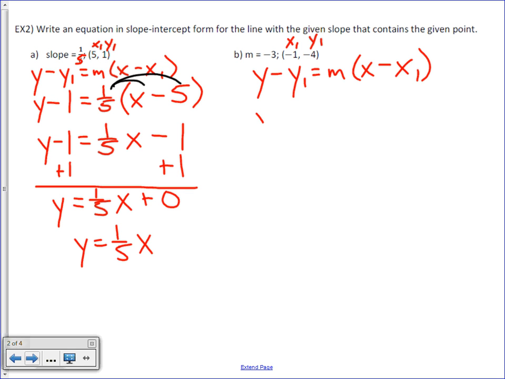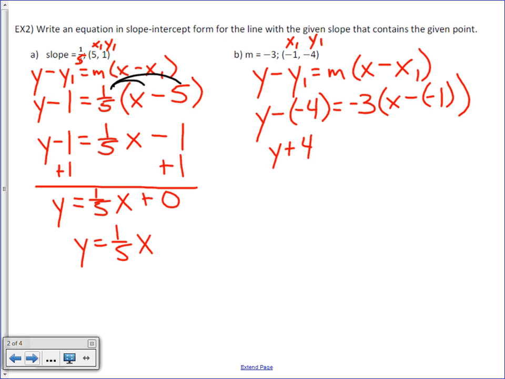I'm going to plug the numbers in. I'm going to go y minus y1 is a negative 4 equals m is a negative 3, x minus x1 is going to be a negative 1. Now, from here, two negatives make a positive. So this is really going to become y plus 4 equals negative 3. I'm going to leave this for just one second. Two negatives make a positive. I really want to do that first. Otherwise, I have 3 negatives there, and that can tend to lead to a little confusion.